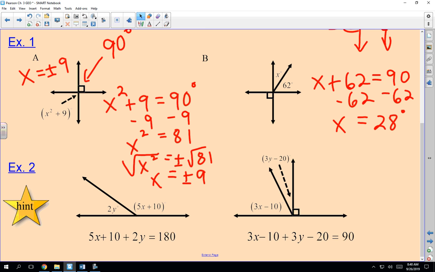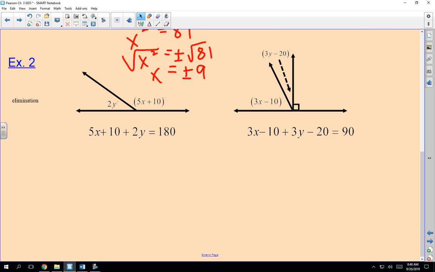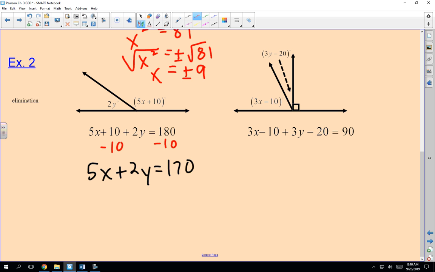My hint here is use elimination. So what we're going to do is combine some like terms here, or move some things over. I'm going to subtract 10 from each side. And that creates a new equation, 5x plus 2y equals 170. So just move that 10 over, subtract it from each side.